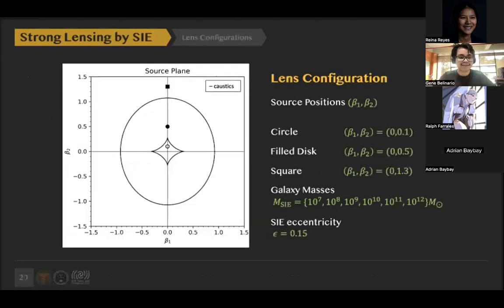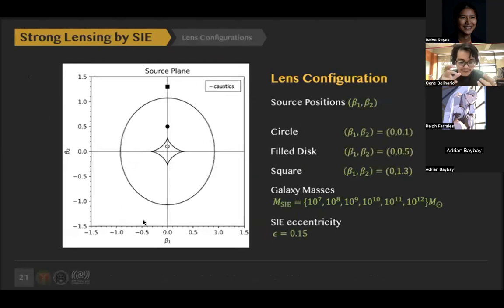Right, so for our lens configuration here, this is what they did. You have the following source positions. One is at (0, 0.1), represented by a circle. Then the filled disk is for the source position (0, 0.5). And the square symbol here is for the source position (0, 1.3).